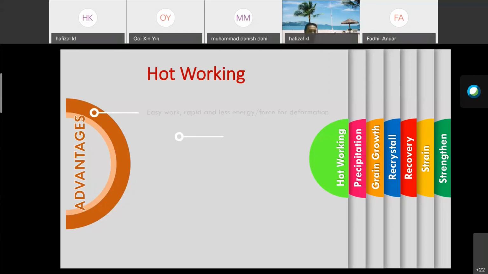It also improves mechanical properties. In this case, recrystallization takes place and it increases the toughness, strength, and ductility. It also eliminates blow holes and reduces porosity. During solidification, a lot of defects take place, so hot working eliminates these. No internal or residual stress is produced, and a refined grain structure is formed.